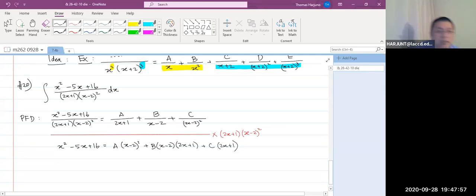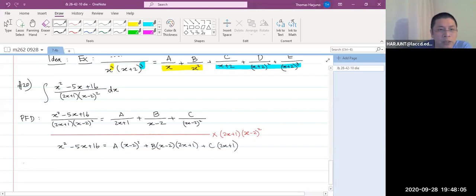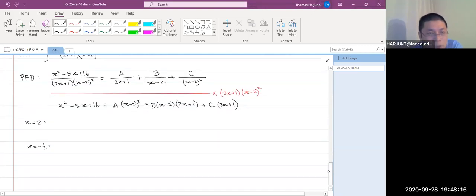Now here we get some little issue. What kind of issue? Notice that we only have two special numbers, x equals 2 and x equals negative 1/2. Is it right? You can still use those special numbers. So when x equals 2, I will get 4 minus 10 plus 16 equals, this is 0, this is 0, this is 5c. So 10 equals 5c, so c equals 2.